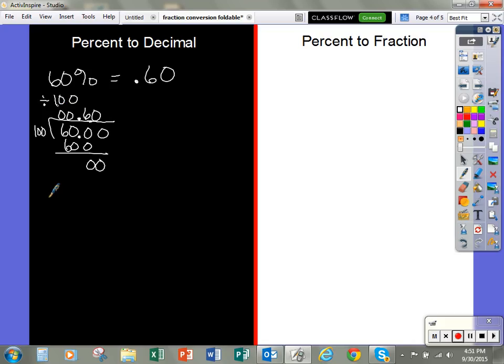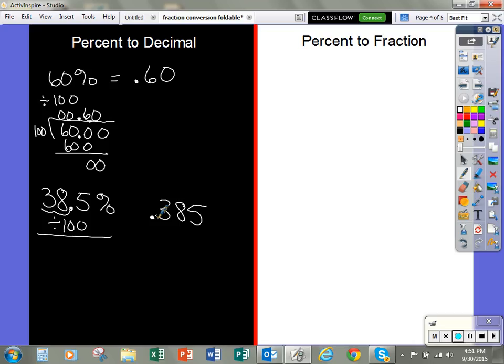Let's try another one. If we divide by 100, that means we're going to have the same number, but we're going to move our decimal 2 places to the left. So that would be 0.385.